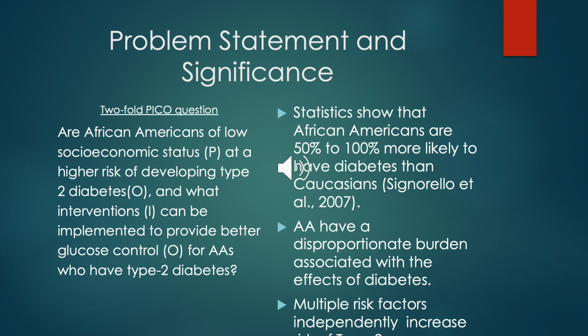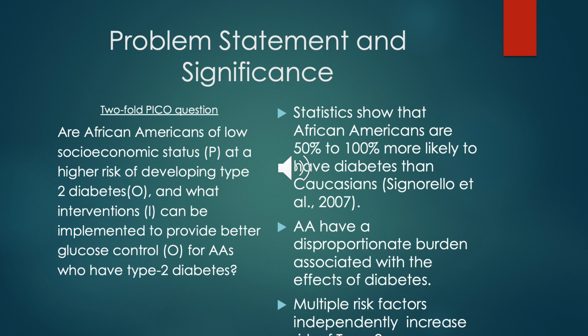Agnes and myself reviewed a selected body of literature to assess the impact of low socioeconomic status on the development of type 2 diabetes in African Americans. Our PICO question is as follows: Are African Americans of low socioeconomic status at a higher risk for developing type 2 diabetes, and what interventions can be implemented to provide better glucose control for African Americans who have type 2 diabetes?